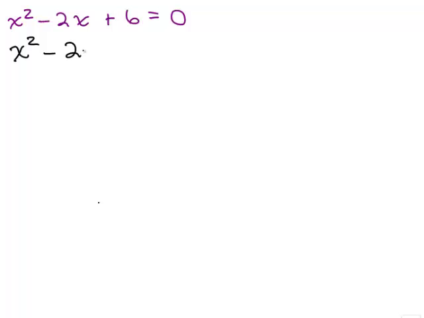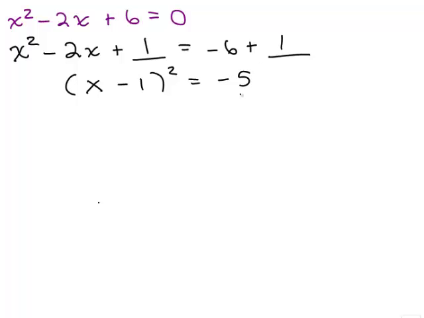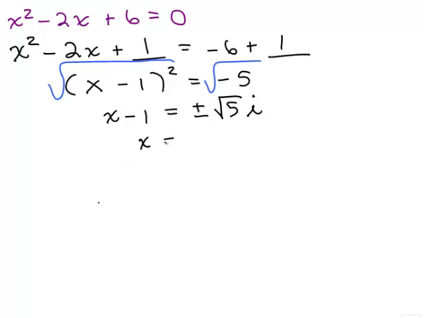write x squared minus 2x. We know we're going to add something to both sides. If you complete the square, we get (x minus 1) squared. We'd be adding 1 to both sides, equals negative 5. And we have a problem right here, because you can't have a real number squared equaling a negative number. So if you tried to take the square roots of both sides here, notice we would get x minus 1 equals plus or minus the square root of negative 5. Well, that's the square root of 5 times i. So x equals 1 plus or minus the square root of 5 i.